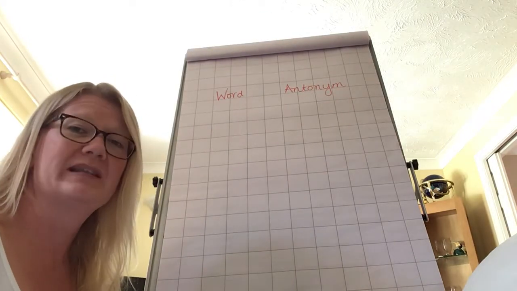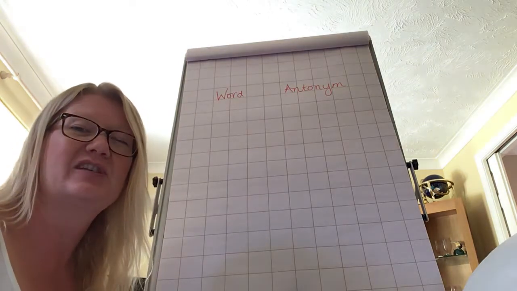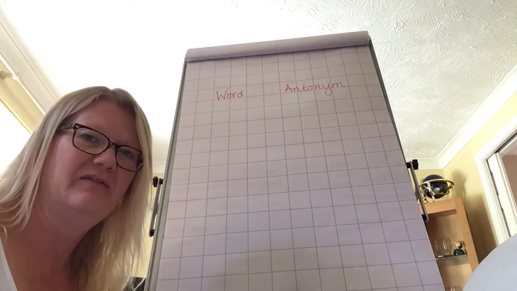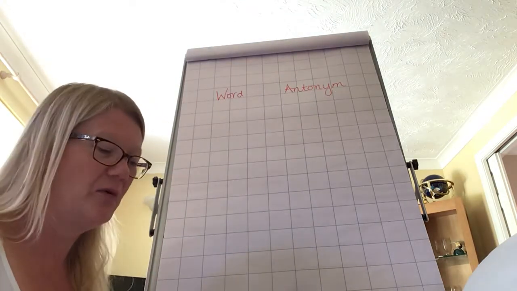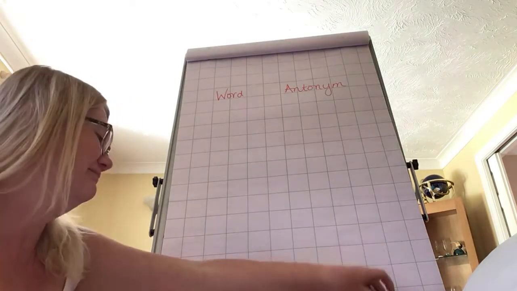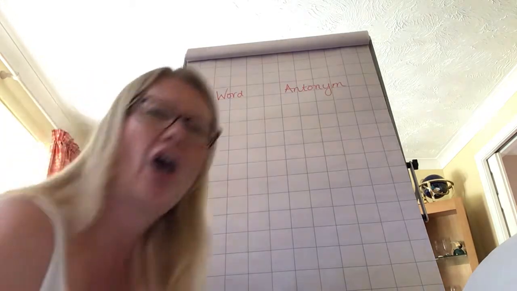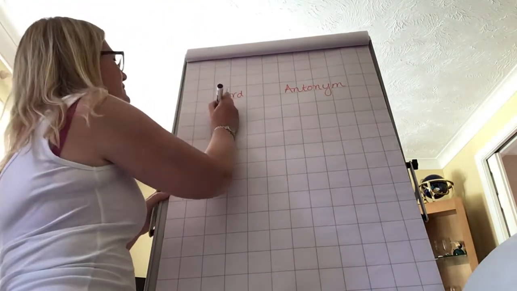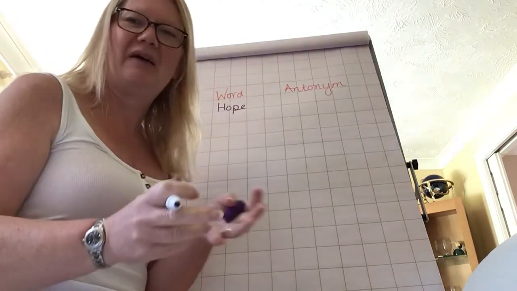Right, what I'm asking you to do is find 6 words that you could use to describe any of the scenes within the film. Okay, and for each of those 6 words, I want you to provide an antonym. So I'll give you some ideas. Hope. There's definitely hope in that film.